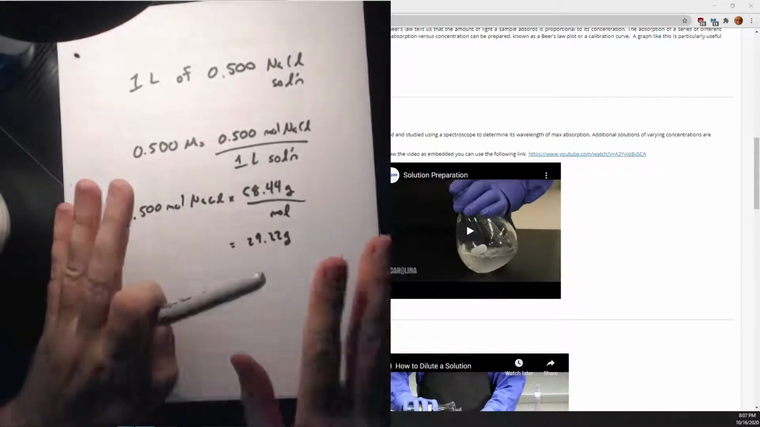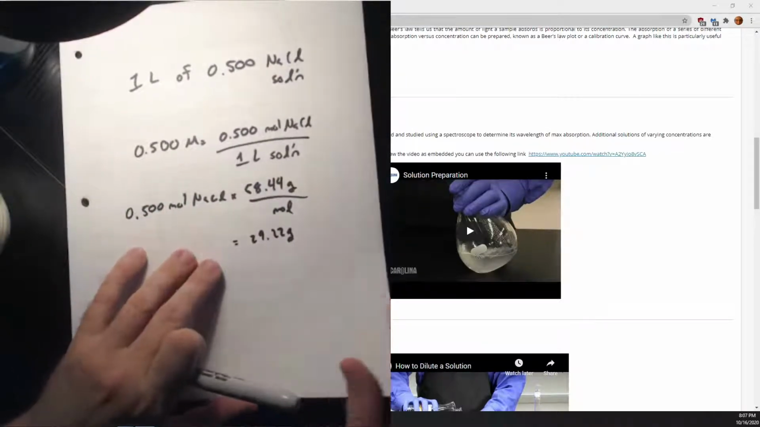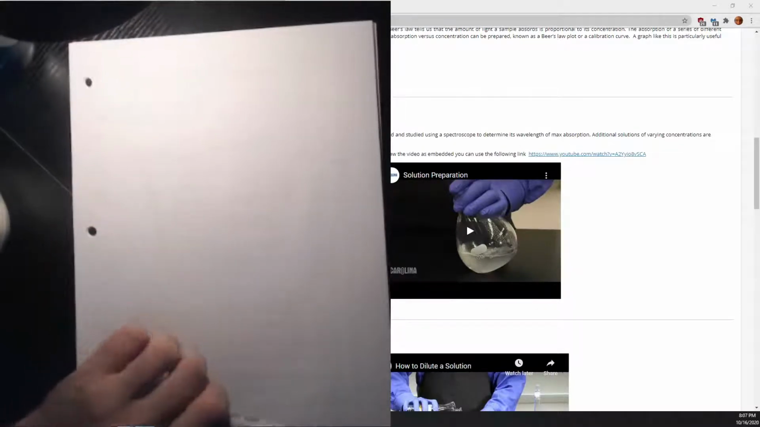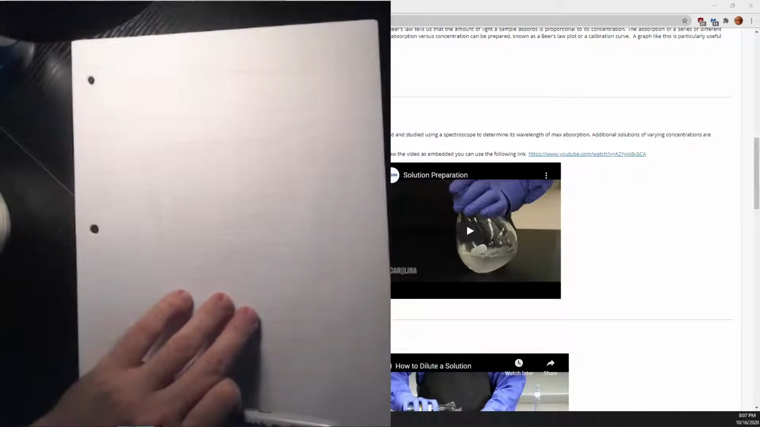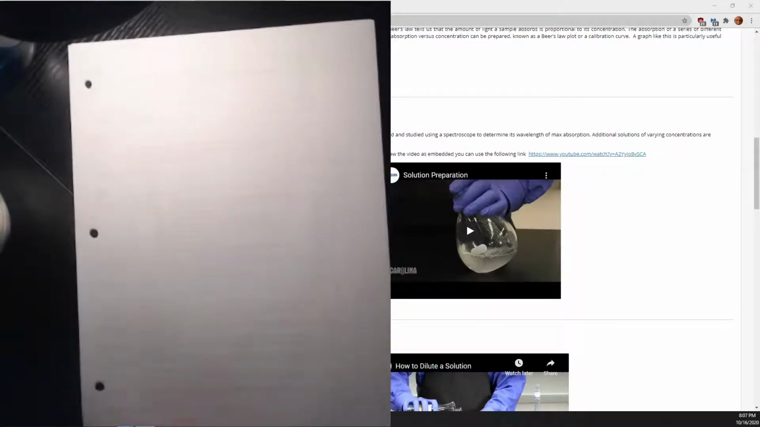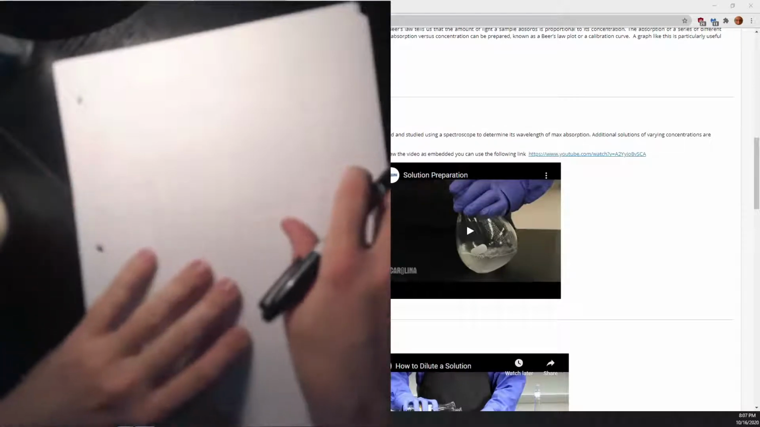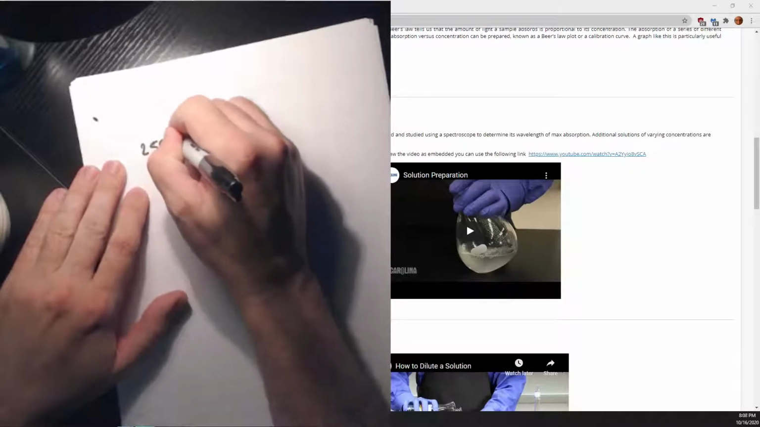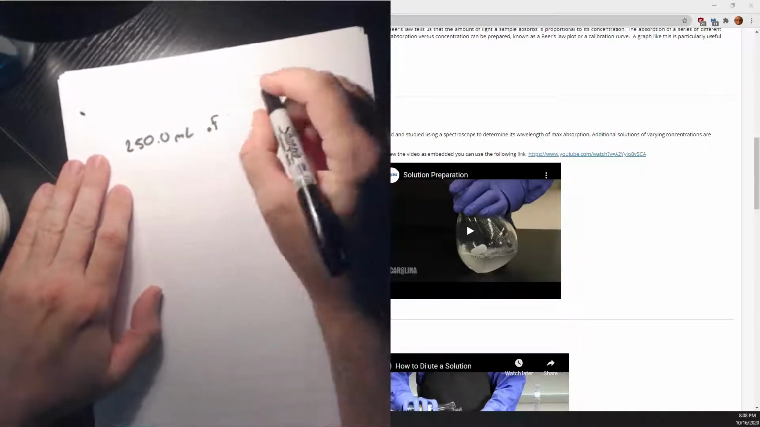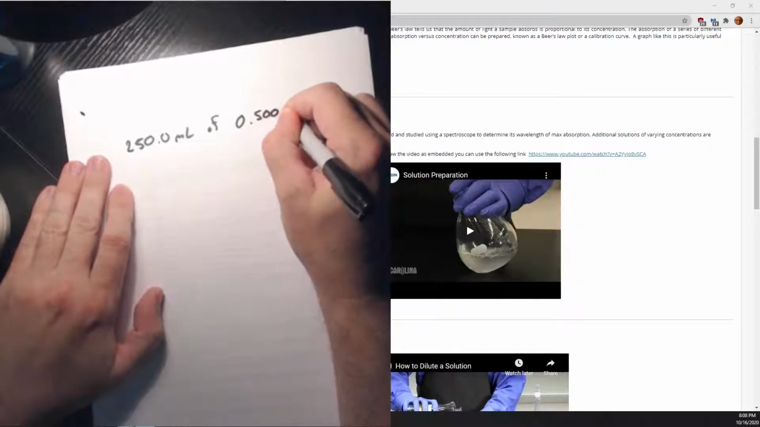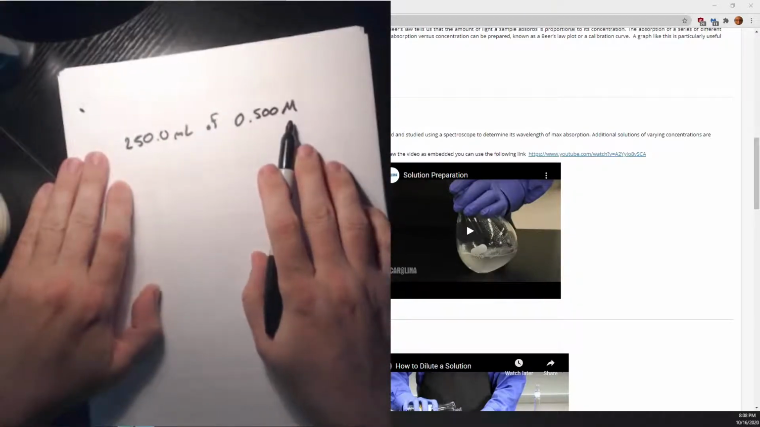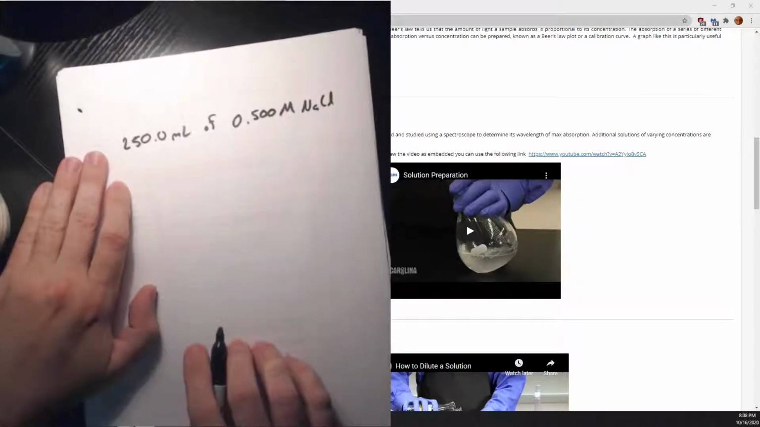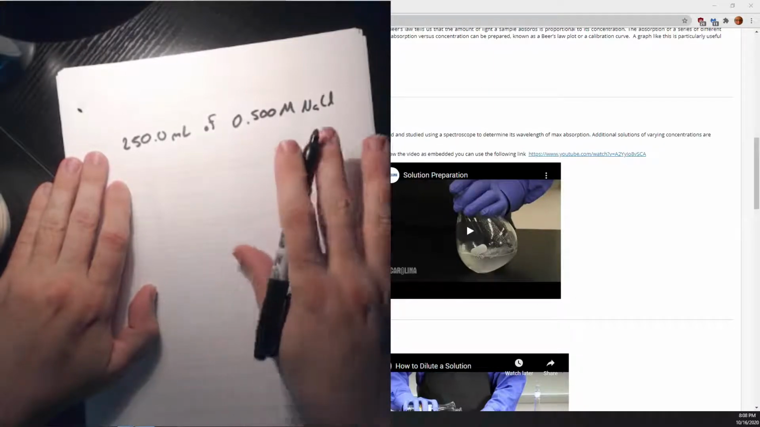Now, making a liter is kind of excessive. That's a lot. Okay, a liter of water, well, that's half of a 2-liter jug of soda, and that's way more than you're likely to need in a lab. We typically work with smaller amounts. So you might instead, and also 0.5 molar is fairly concentrated, you might instead make 250 milliliters of, say, 0.500 molar sodium chloride. That capital M is what we use to represent molarity.